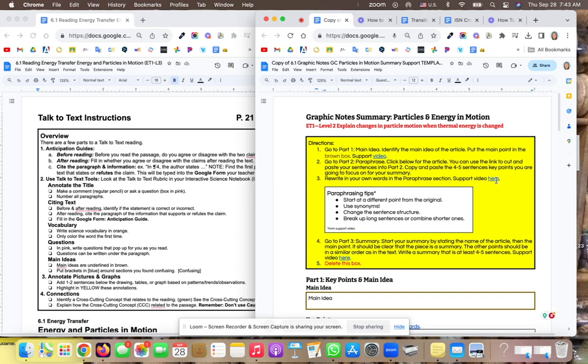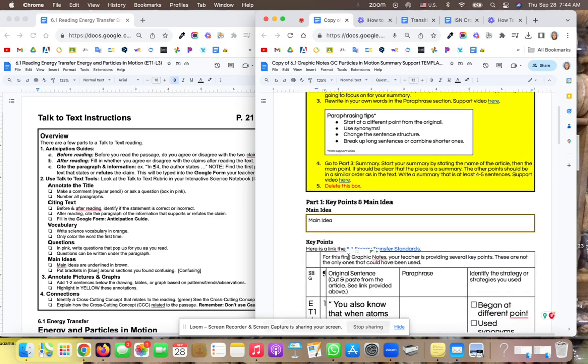Step 3, there's a video about how to paraphrase stuff so that you're not putting quotes in the summary. That's the whole idea of a summary, is you're putting it into your own words. And then part four here, there's actually some support on how to do a summary. So I would recommend, if you are struggling with this, to definitely watch some, if not all, of those 3 videos.